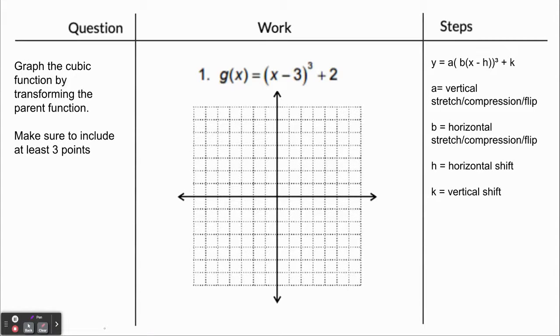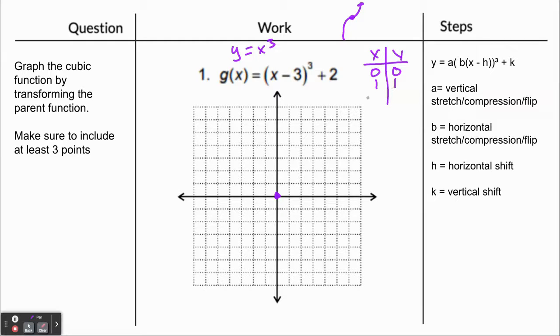Here we're asked to graph the cubic function by transforming the parent function and make sure to include at least 3 points. So in this one here, the parent function, if it's a cubic, is y equals x to the power of 3. If I were to think of my 3 main points when I'm looking at a cubic function, I usually start at the origin. I know that's my turning point for a cubic function, that middle point there.